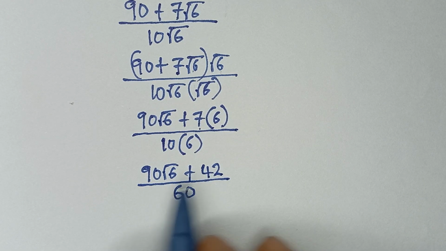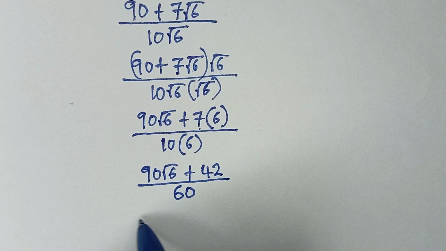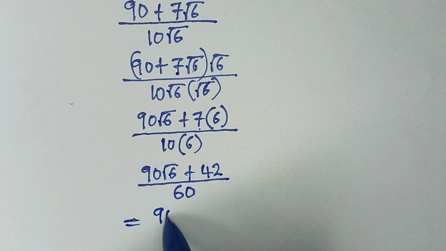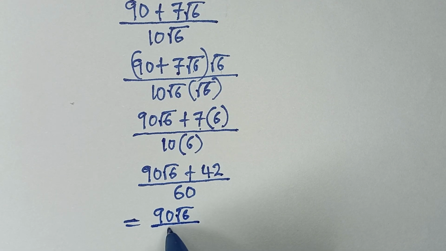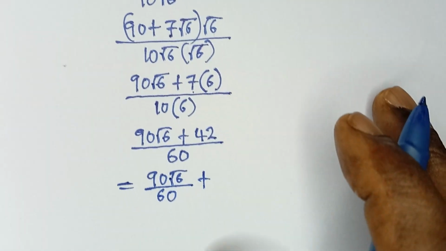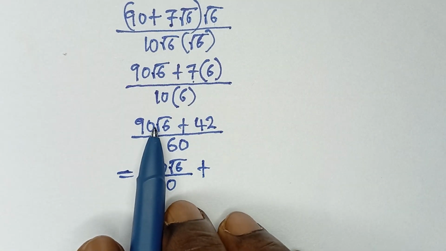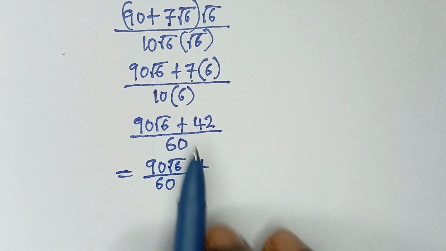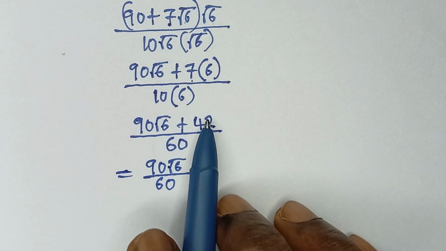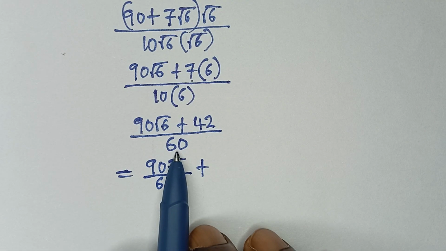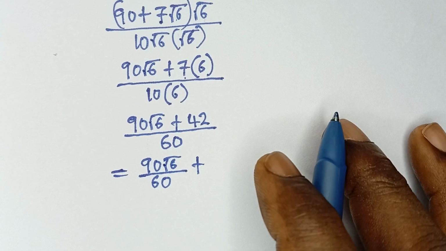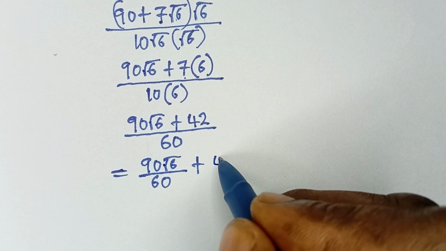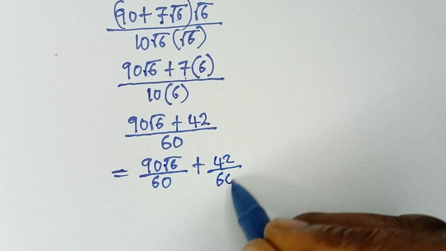I can separate this into two fractions. So that will be equal to 90 root 6 all divided by 60. In order to separate into fractions, what you simply need to do is to use this numerator and divide the denominator, and then take the sign that is there, and then use this numerator to also divide the denominator. So this 60 divides each of the numerators, and that breaks it into two fractions. So I have 42 over 60 now.